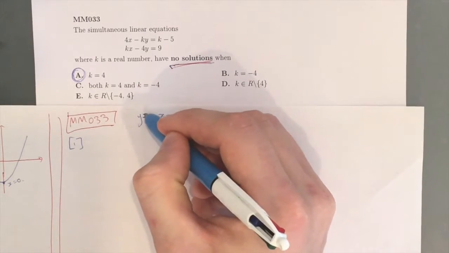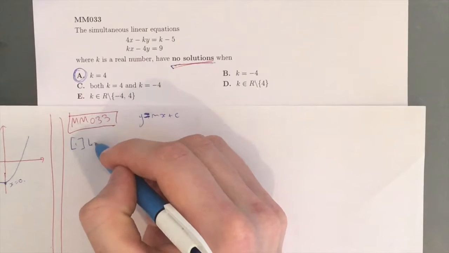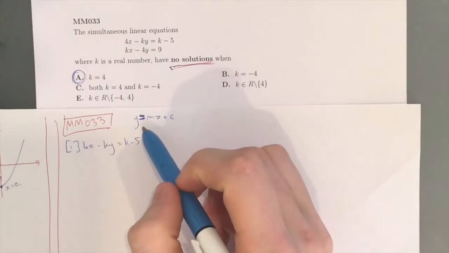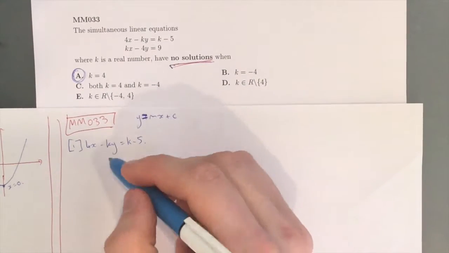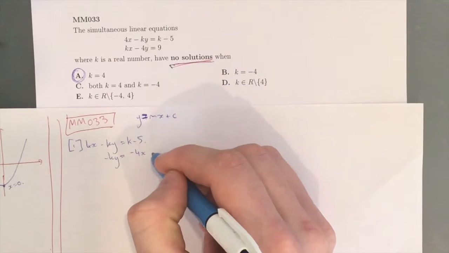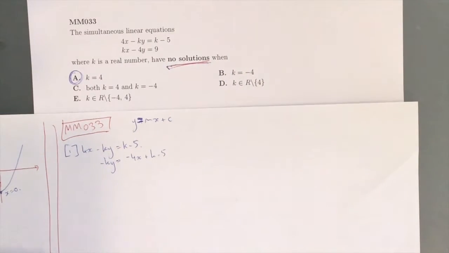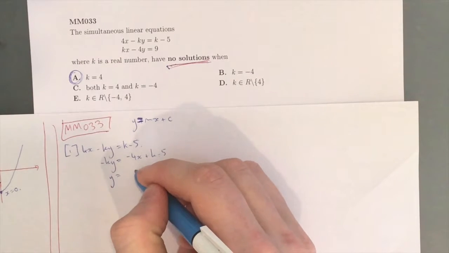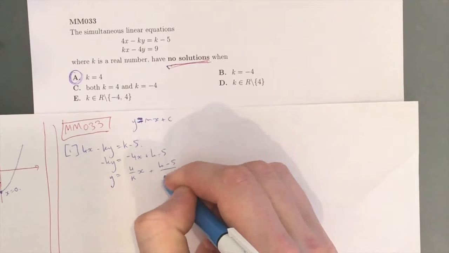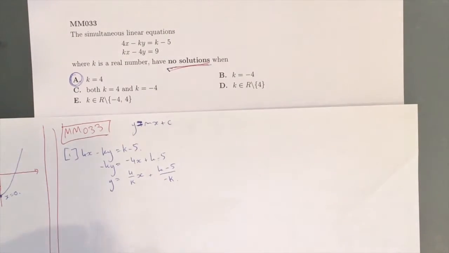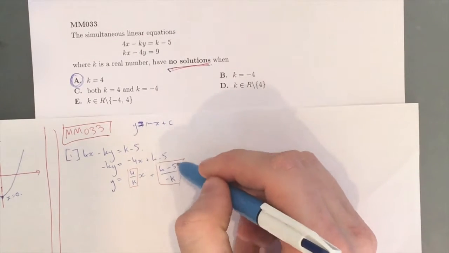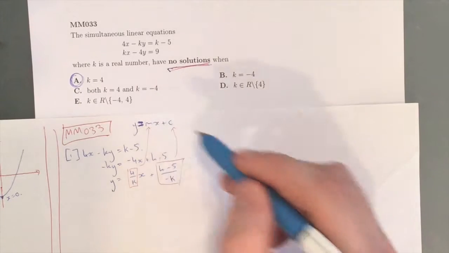Y equals, not plus. So our first equation is 4x take ky equals k take 5. What we want to do is get it in this form here, y equals mx plus c, so we want to solve for y. So we get negative ky equals negative 4x plus k take 5. Then we divide by negative k on both sides. So we get 4 on k x plus k take 5 over negative k. So this is our m, or our gradient of the graph, and this is our c, or our y-intercept of the graph.